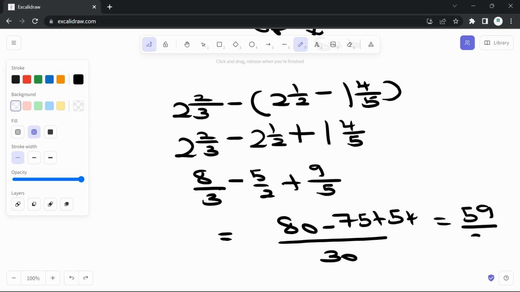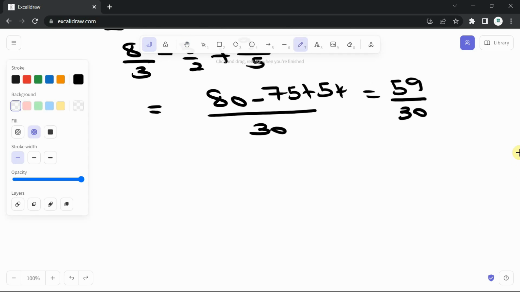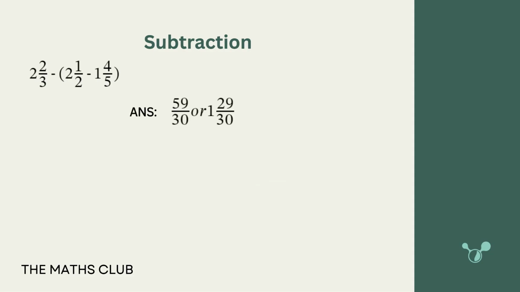So what you're going to have is 59 over 30, right? This is an improper fraction. So you could also leave this as it is, or you can say or what? Or this will give me 30 can only go in 59 once, right? So remainder of 29 over 30, right? So this is actually the solution to this particular question, right? 59 over 30 or 1 and 29 over 30.